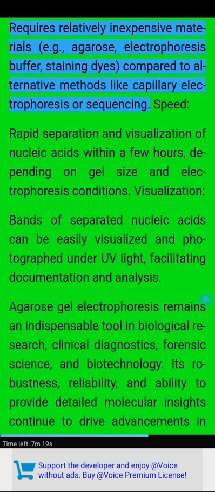Cost effectiveness. Requires relatively inexpensive materials, e.g., agarose, electrophoresis buffer, and staining dyes, compared to alternative methods like capillary electrophoresis or sequencing. Speed. Rapid separation and visualization of nucleic acids within a few hours, depending on gel size and electrophoresis conditions. Visualization. Bands of separated nucleic acids can be easily visualized and photographed under UV light, facilitating documentation and analysis.